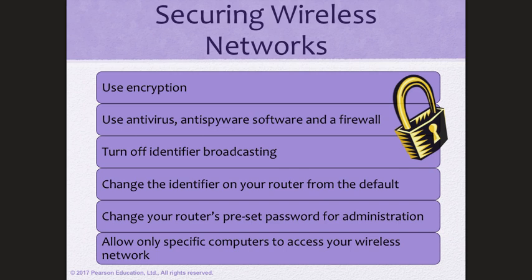Turn off identifier broadcasting, which is the SSID. The identifier is the SSID. So the SSID is by default broadcast by the access point to be discoverable, right? If you want it to be not discoverable, you stop that, you hide that, okay?